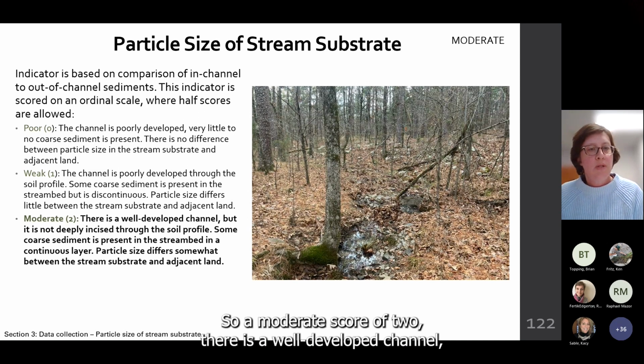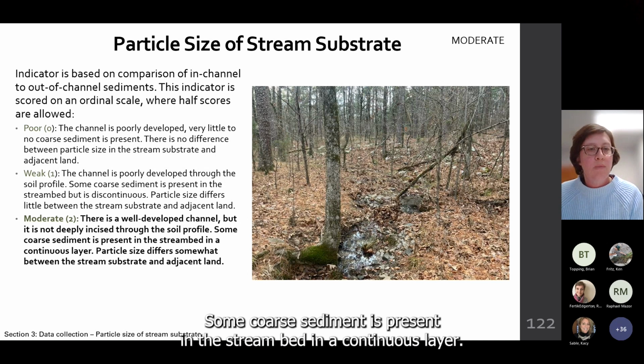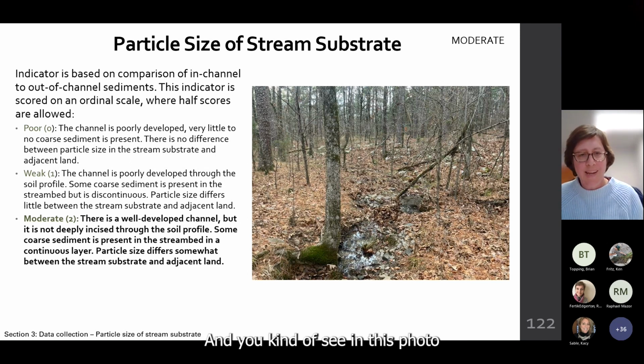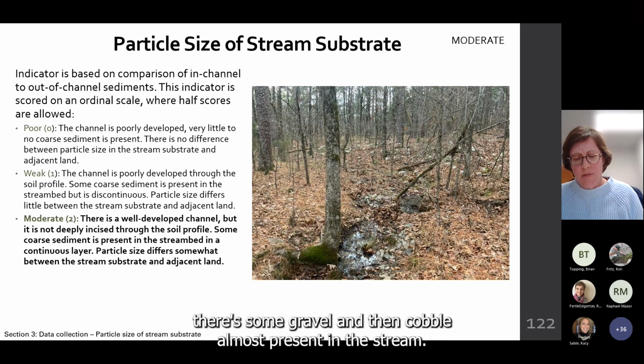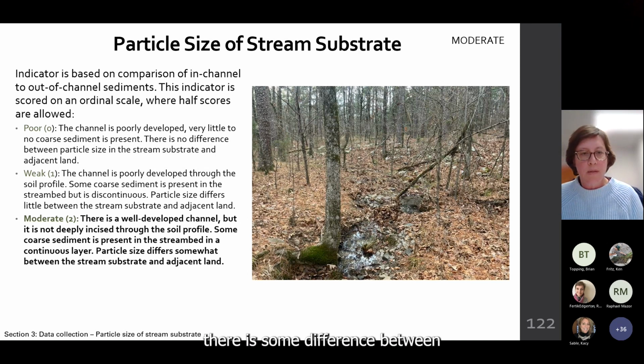So for a moderate score of 2, there is a well-developed channel, but it is not deeply incised through the soil profile. Some coarse sediment is present in the stream bed in a continuous layer. The particle size differs somewhat between the stream substrate and adjacent land. You can see in this photo there's some gravel and then cobble almost present in the stream. It's not deeply incised through the soil profile, but there is some difference between the size of the in-stream sediments versus out.